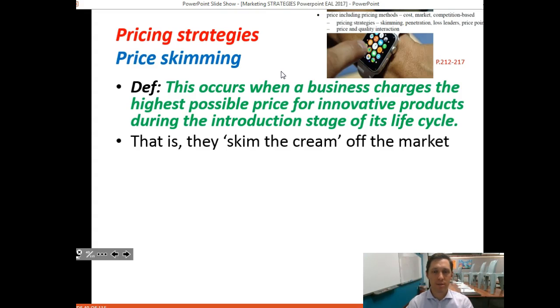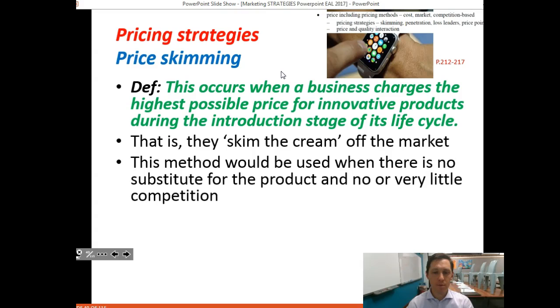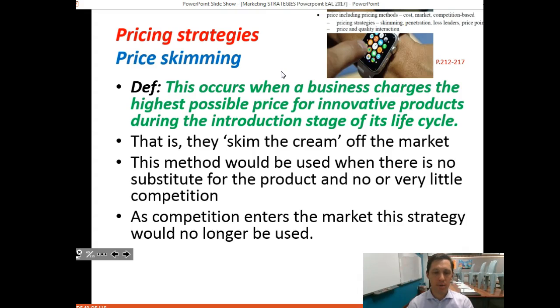They want to have the latest Apple Watch or the latest iPad or the latest MacBook Air. And so Apple recognise this, they set a relatively high price and they skim the top of the market and sell to those people at a relatively high price. And it's literally skimming the cream off the top of the market. And that would generally be used where there's no substitute for the product and no or very little competition. And Apple, again, generally has that scenario, although you would argue with iPhones and iPads now, there are many competitors, so it's not as effective a strategy anymore. As competition enters the market, it would no longer be used, like I've just said with Apple.